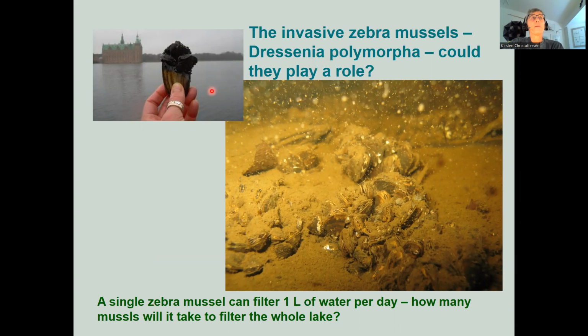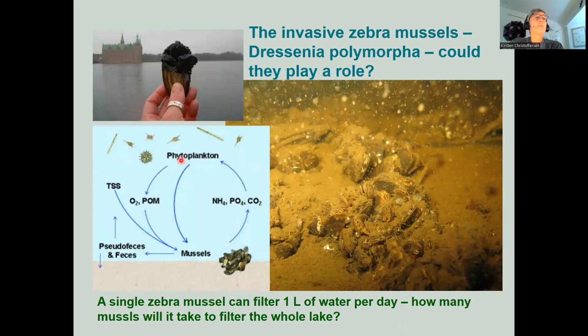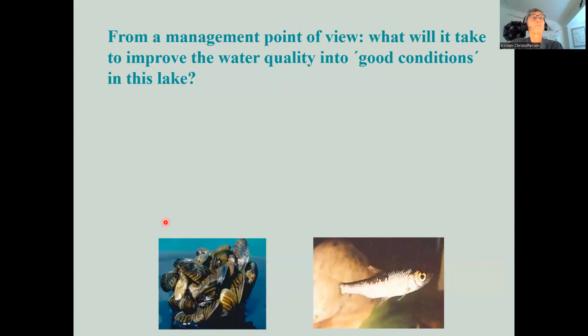So the zebra mussel, like we have talked about for Esrumsø, is also present in this lake. They can filter a lot of water. They can filter up to 1 liter of water, but how many mussels will it take to filter the whole lake? We have studied the mussels, and we can see that there are actually quite many mussels, at least some years in the lake. So that might be a biological component that can control the water in the lake. What they do is feed on all the particulate material. They make fecal pellets that sink to the bottom, and therefore some of the phosphorus and some of the particles are immobilized in the sediment.